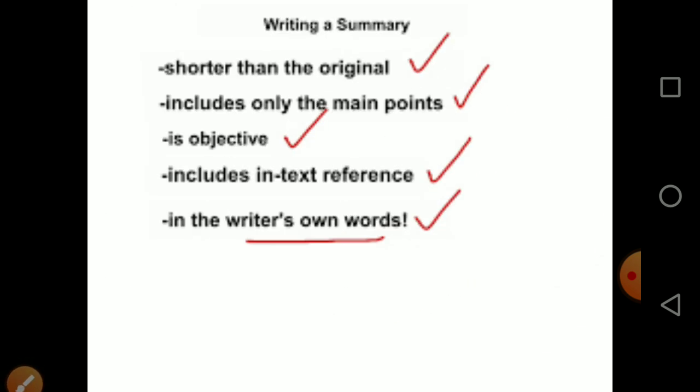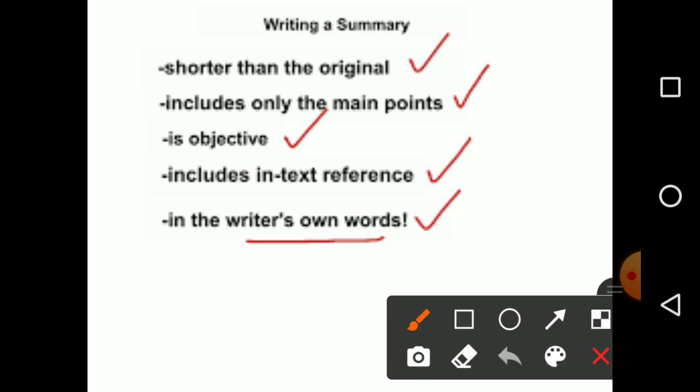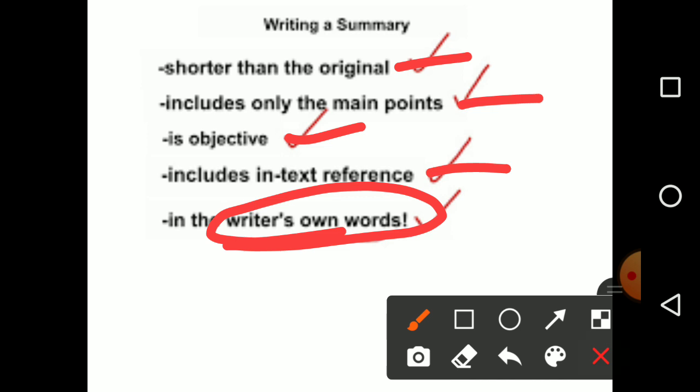When you are writing a summary, it must be shorter than the original. It must include only the main points. It must be objective. This means whatever the main objective of the paragraph or the story or the text is, it must be there. It must include in-text reference. This means whatever was given in the text, the reference must be there, and it must be in the writer's own words.